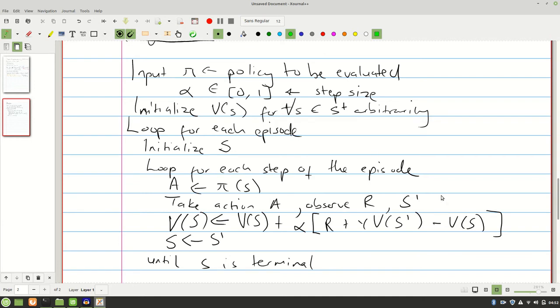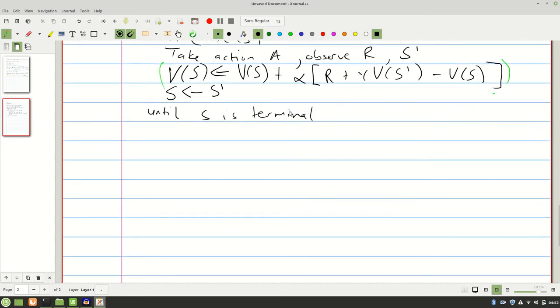This here in green, this is just our update rule. This is what we're calling our update rule for this. Okay, so we look at the algorithm.